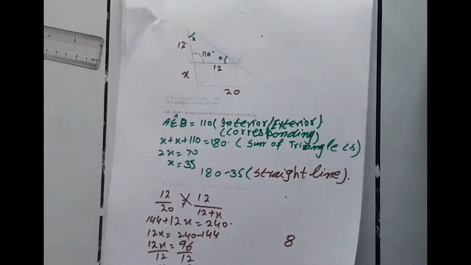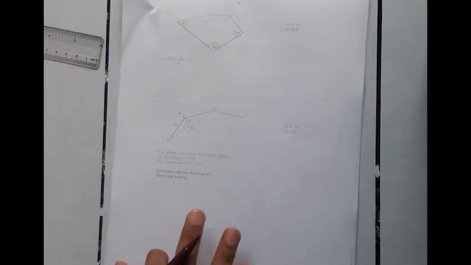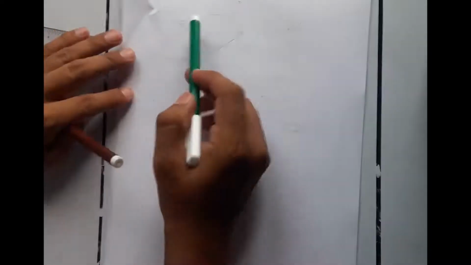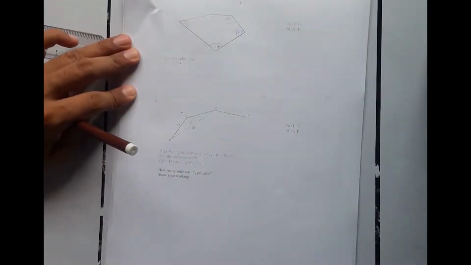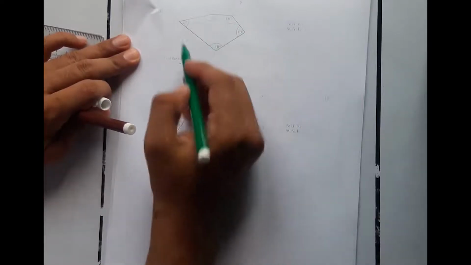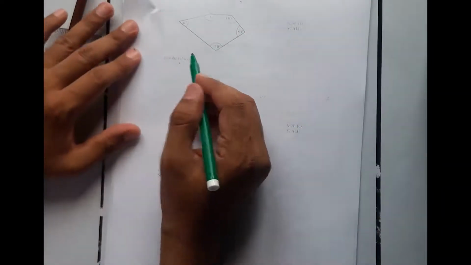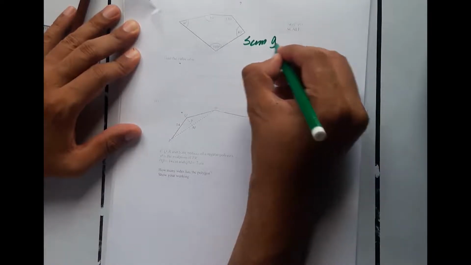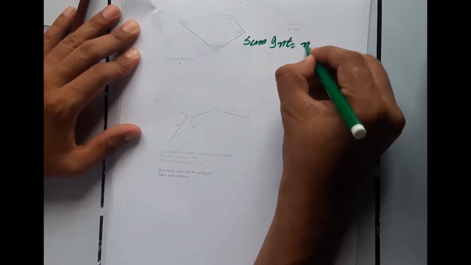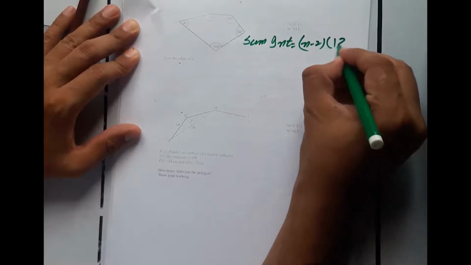Now we are on part B of this question. We have a 5-sided polygon, 1, 2, 3, 4, 5 sides. We have A, 3A, 130, 80 and 110. First we have to find the sum of interior angles. The sum of interior angles formula is n minus 2 into 180.